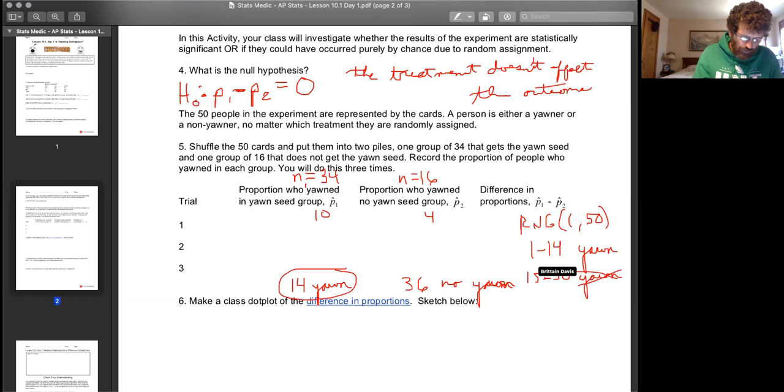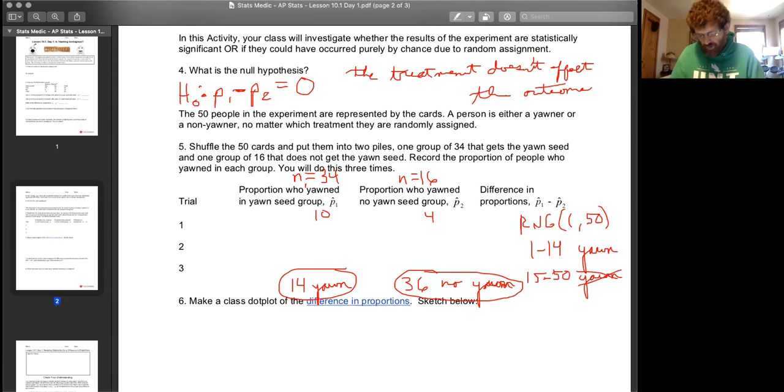So the actual distribution of those people between our control group and the seed group, that is going to be our test. Is it unusual to get 4? Or would you expect to see a different amount, knowing that 14 total people yawned? All right, so I hope this makes sense.